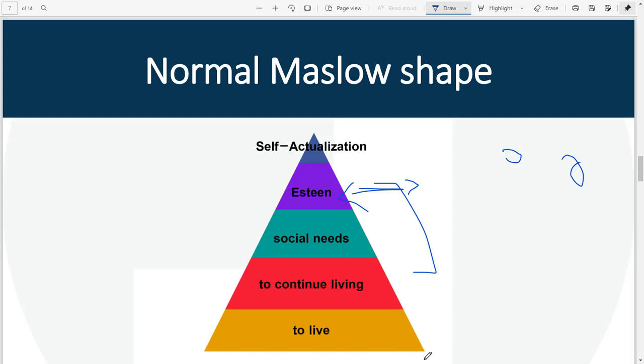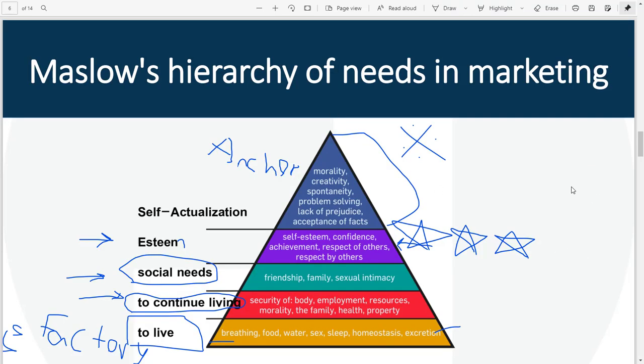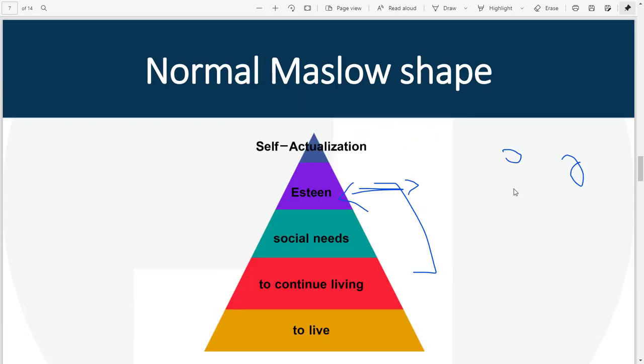This is our duty, and this is the hard part. This is what we are going to think about, and this is how we should think. So we talked about needs, and this is Maslow's hierarchy. Okay, this is Maslow's shape, the normal Maslow's shape.